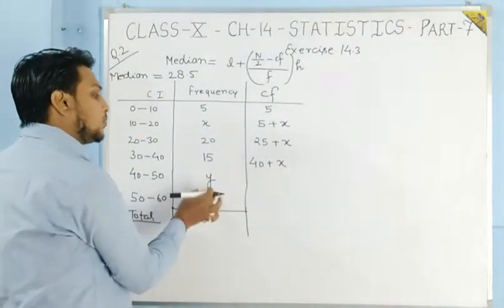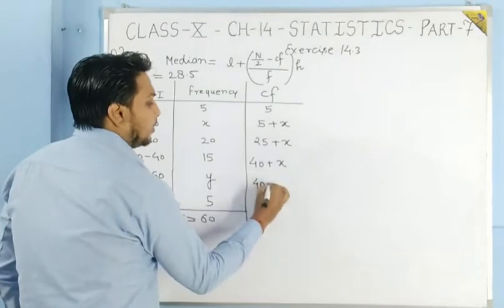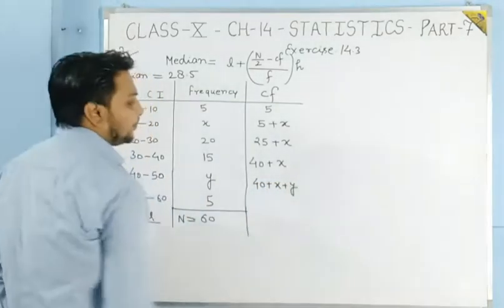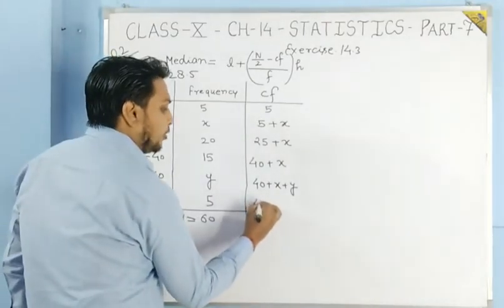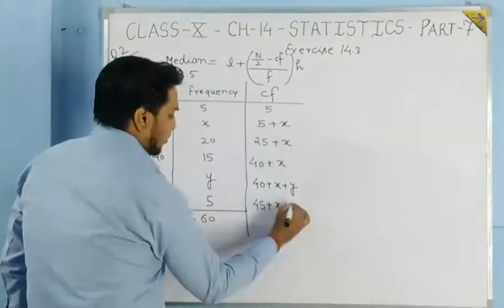Now 40 plus x will be added to y. So it will be 40 plus x plus y. And 40 plus x plus y, if added to 5, so it will be 45 plus x plus y.